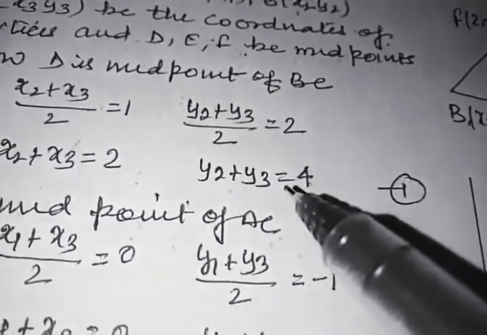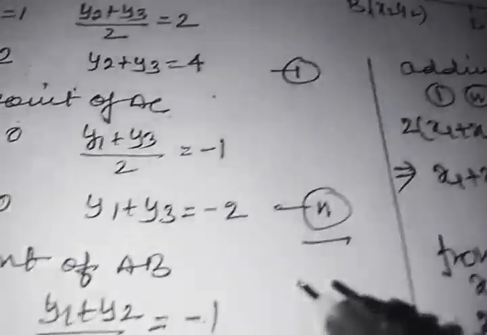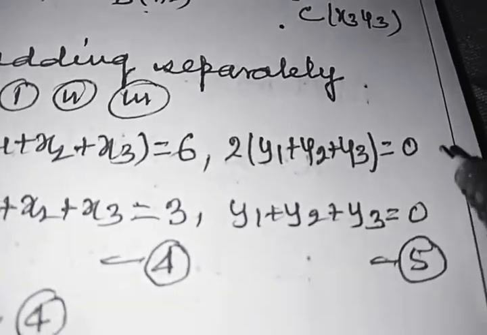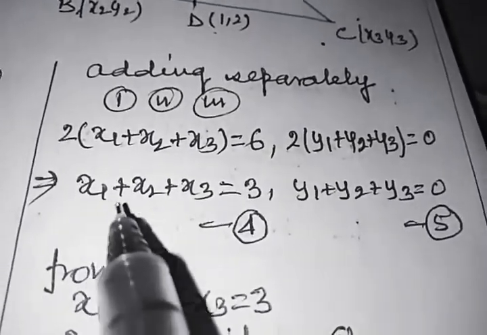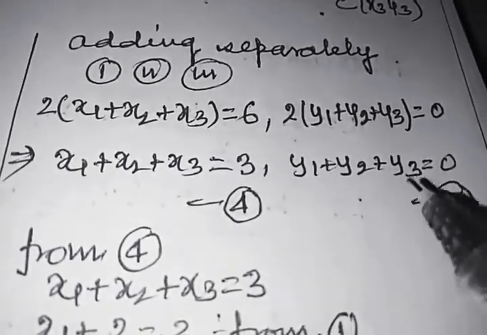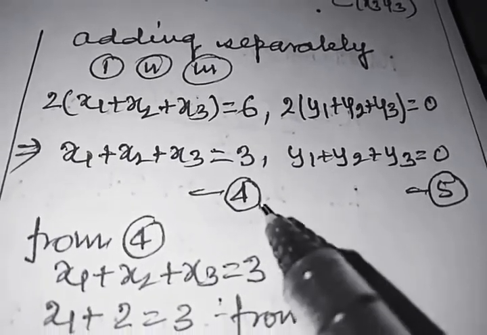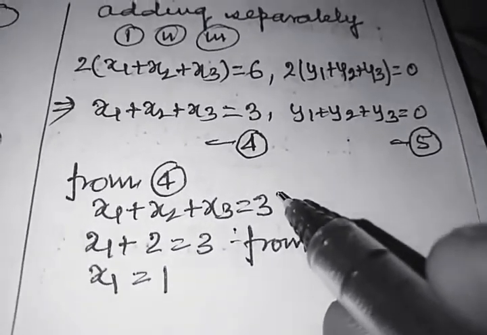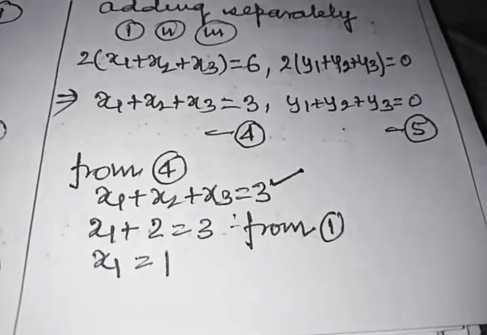Similarly, if you add all those y equations here, then you will get here 2y1 plus y2 plus y3 is equal to 0. So we get here x1 plus x2 plus x3 is equal to 3, 6 upon 2, 3. y1 plus y2 plus y3 is equal to 0. This is 4, this is 5. Now, this is our x. First we will go for the x equation. This is our major x equation.